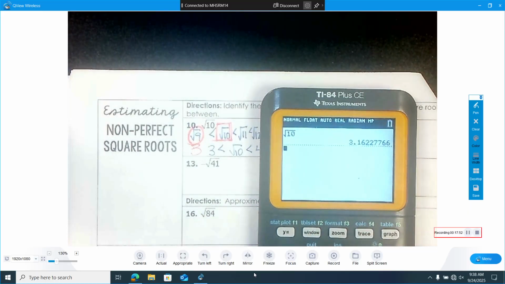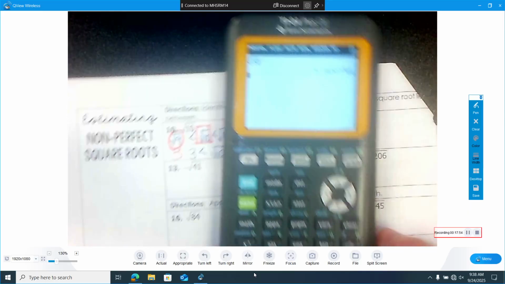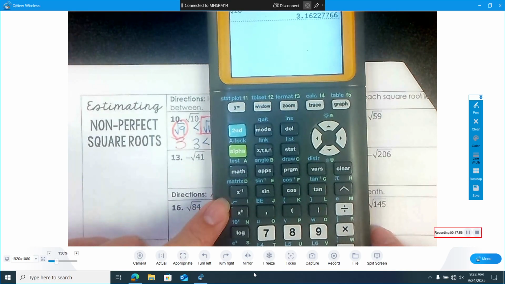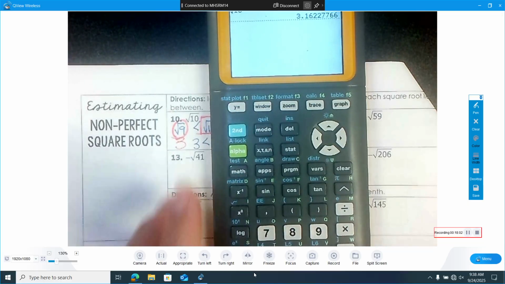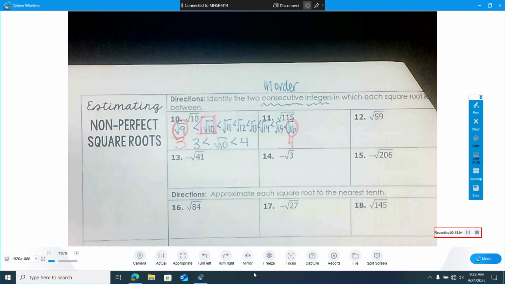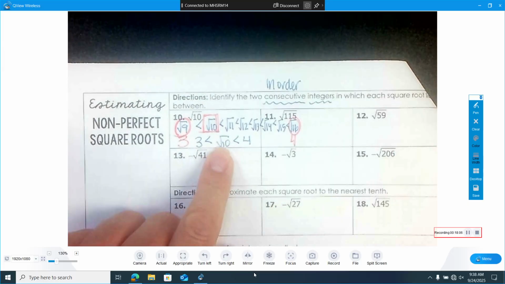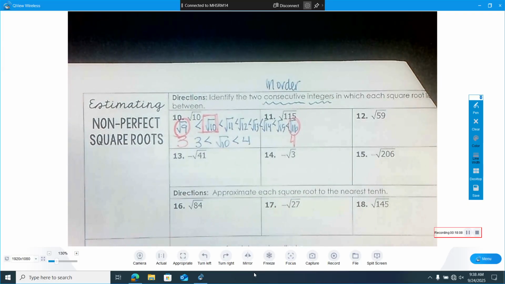How do you get square root on the calculator? So it's right here in blue. So you do blue and then the square root. So you do the second key and then the square root. All right. So if I were to estimate that, it would be like 3.1, 3.2. And that's cool to be able to do that.